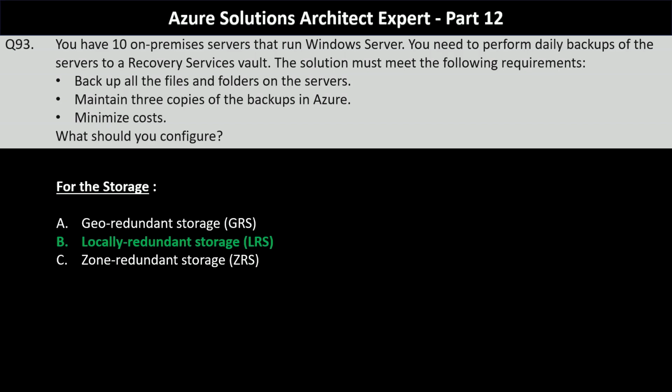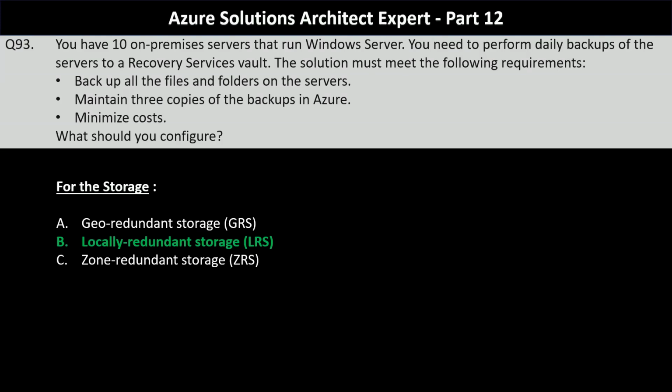Now let's understand why the other options are incorrect. Geo-redundant storage provides geographic redundancy by copying data to a secondary region, which is unnecessary for this scenario as it will increase the costs as there will be a total of 6 copies maintained. Zone redundant storage ensures redundancy across multiple availability zones in a single region, but is costlier than LRS, so an incorrect choice in this use case.